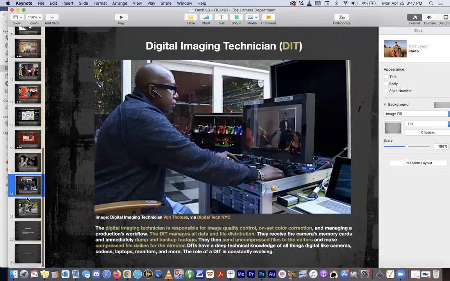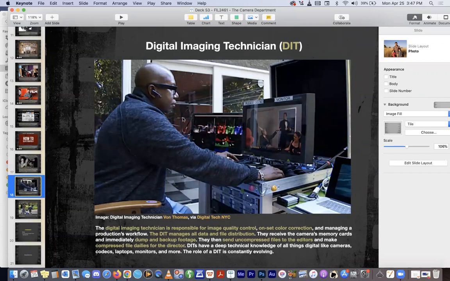I think that basically covers it. I'll cover the DIT again a little bit later. This is a digital imaging technician on a TV show out in LA. And basically you can see here, he's got a couple of monitors on his little cart off to the side on set. This monitor over here is showing him what we call a color parade.